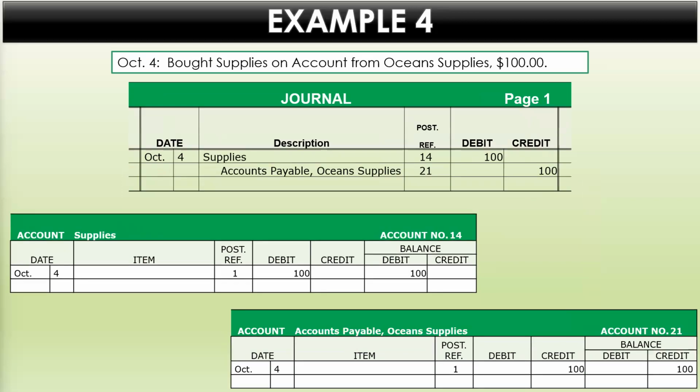Example 4 of how to post. On October 4th, bought supplies on account from Ocean Supplies in the amount of $100. You can see there the journal entry has been made.